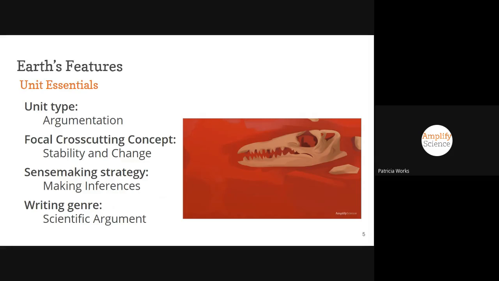The main writing genre is scientific argument. Students use information from class models and the simulation to write arguments about the factors that can cause more erosion or less erosion in a canyon.